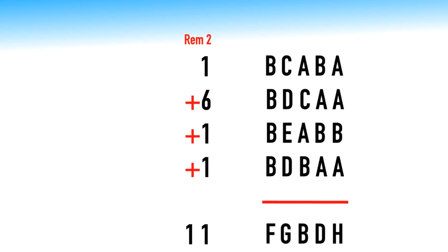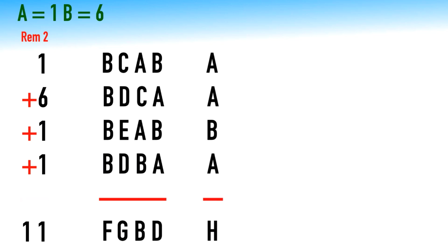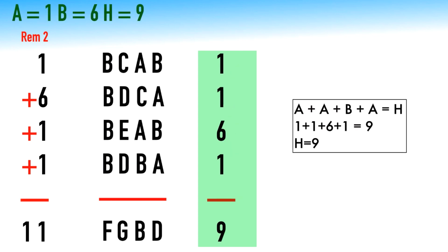Now we have the value of A and the value of B. Now the whole calculation gets simplified. Now use the value of A and B in the right columns. Consider the first column. Value of rightmost column after substituting the values of A and B is 1 plus 1 plus 6 plus 1, which is equal to 9. Hence, value of H is 9.